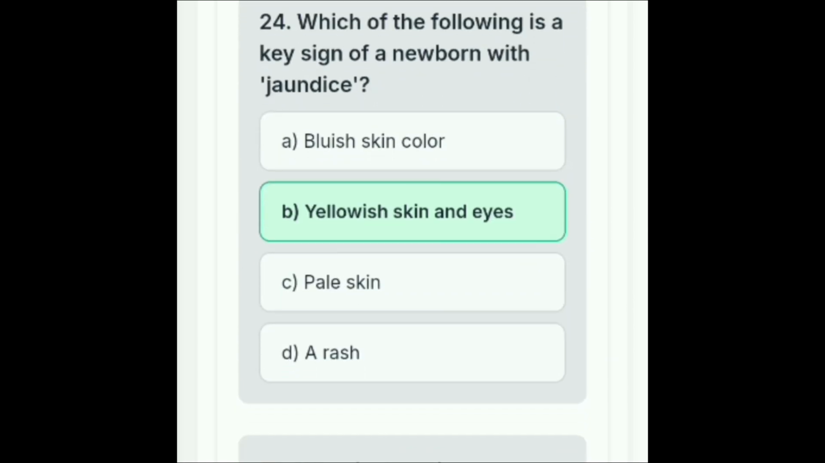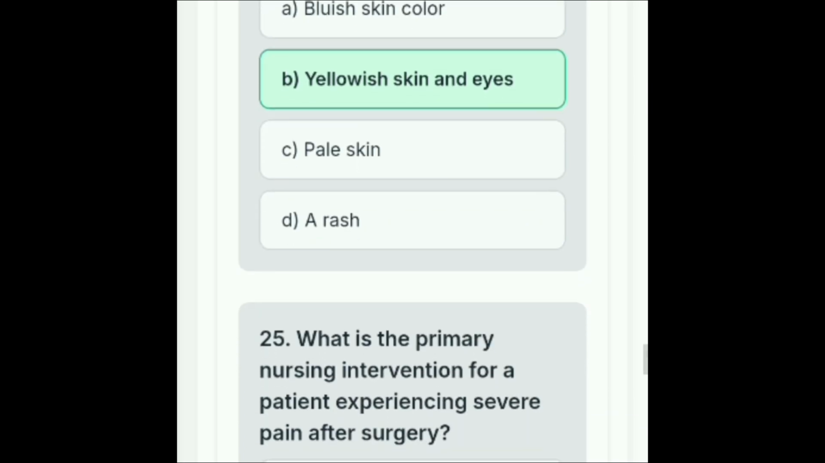Which of the following is a key sign of a newborn with jaundice? A, bluish skin color. B, yellowish skin color. C, pale skin. And the D, a rash. So the B is correct.